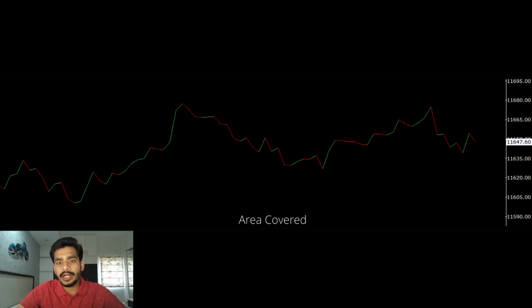The second type of chart that we are going to be talking about is area chart. Area chart is extremely similar to the line chart. The only difference is the area which has already been covered, that is the area below the line, is going to be shaded in a different color.